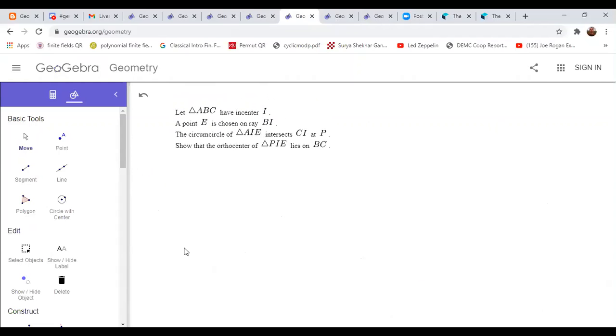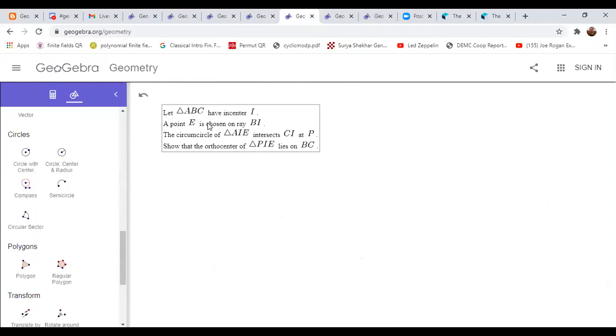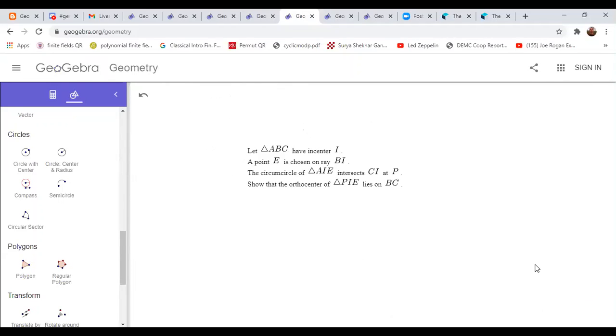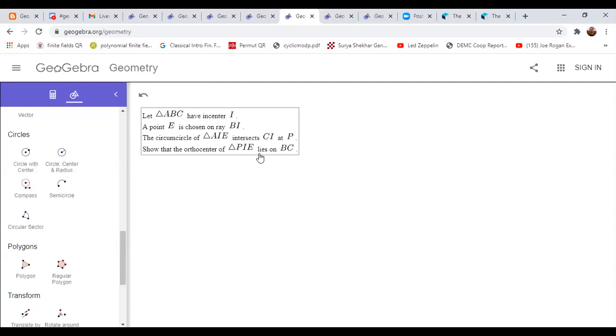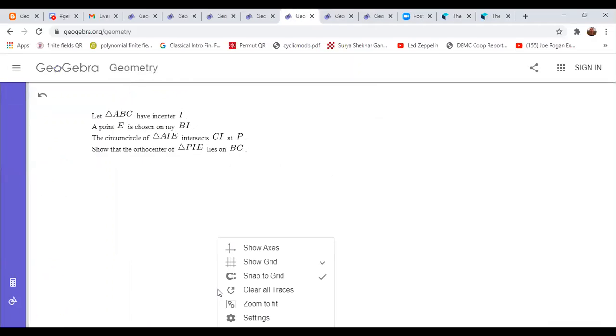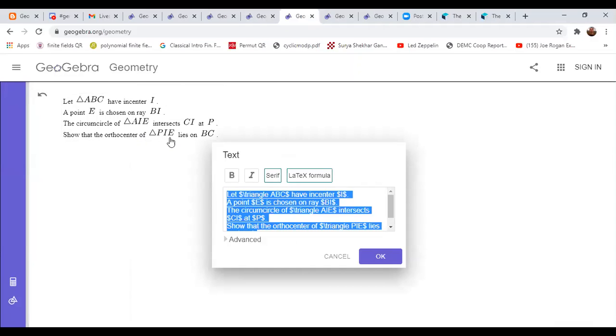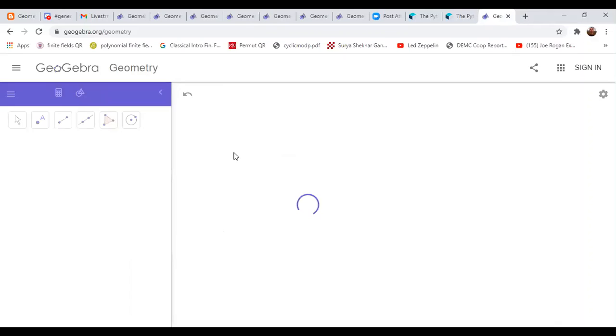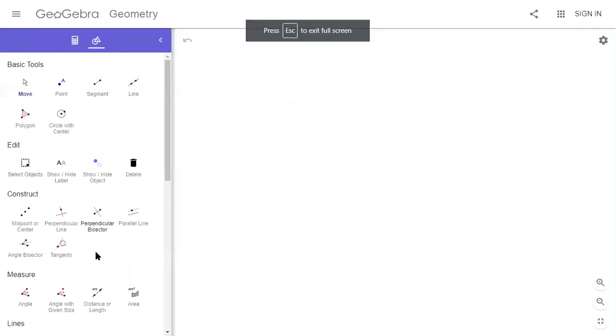But I can't see. How do I maximize the figure? There should be like a thing that lets me maximize it. Yeah. It won't let me maximize the screen. Let's just do this. Okay.